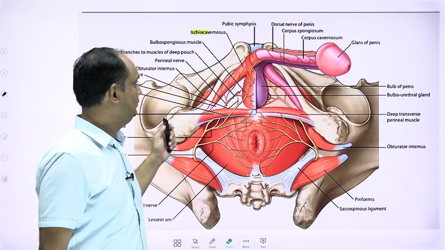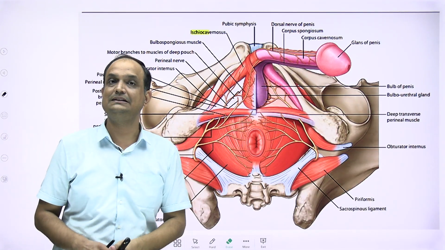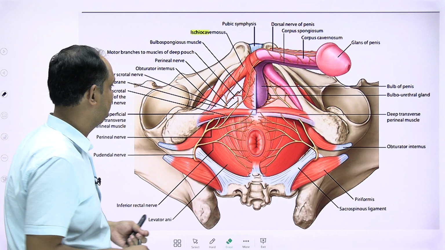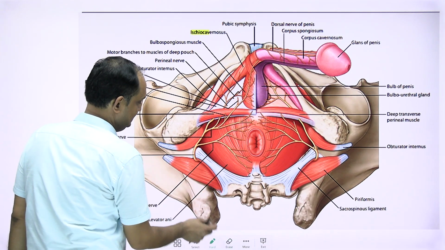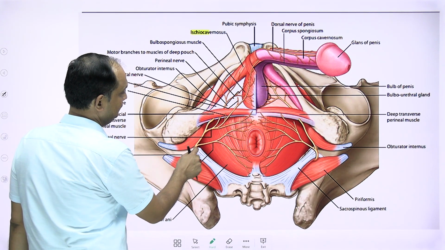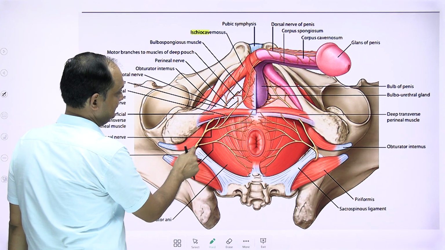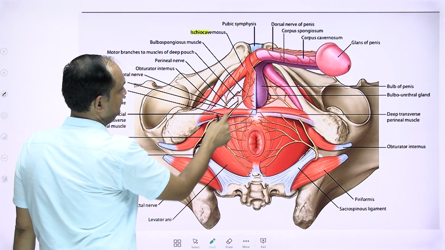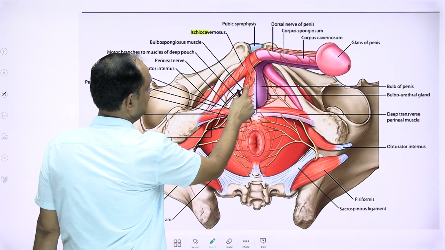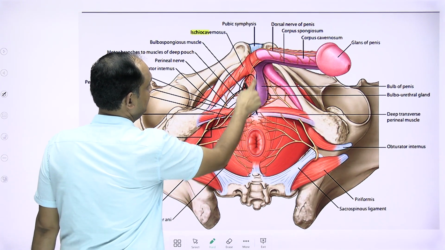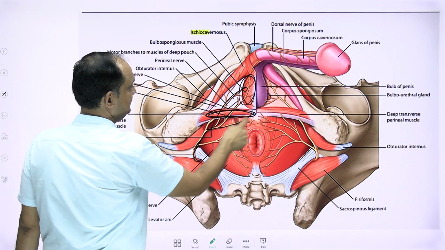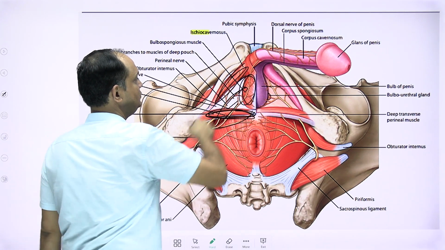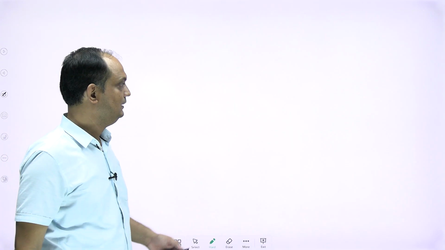Clear? Here in this image you can see the nerve supply of all these muscles. This is your pudendal nerve, and it enters through the lesser sciatic foramen and then divides into branches, and these branches supply your bulbospongiosus, superficial transversus perineal, and ischiocavernosus muscles.